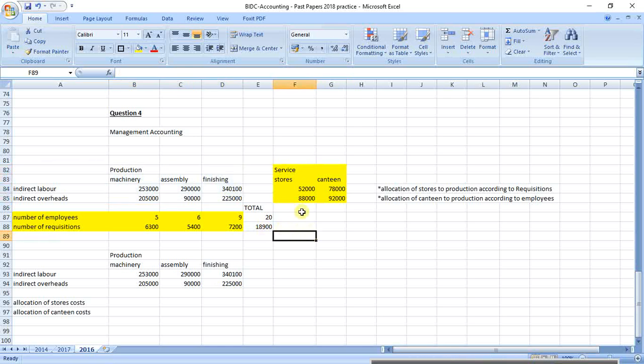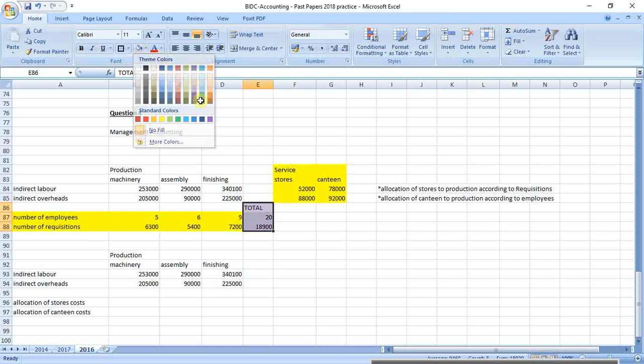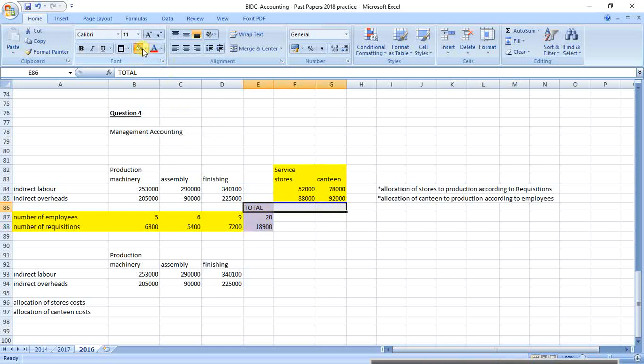Okay, so let's take the first one. Let's take the stores cost. How much stores cost do I have? I need to total this up as well. Okay, so there's a total. And I need a total here as well. Okay, so sum up this plus that. Now I've got the total service costs. And now I'm going to take those costs and allocate them to the departments.